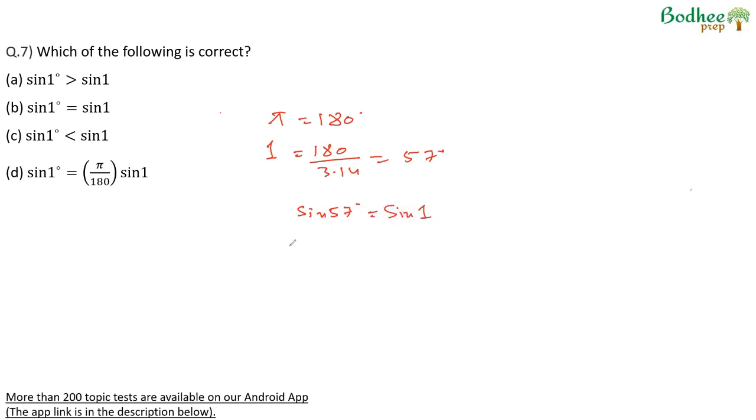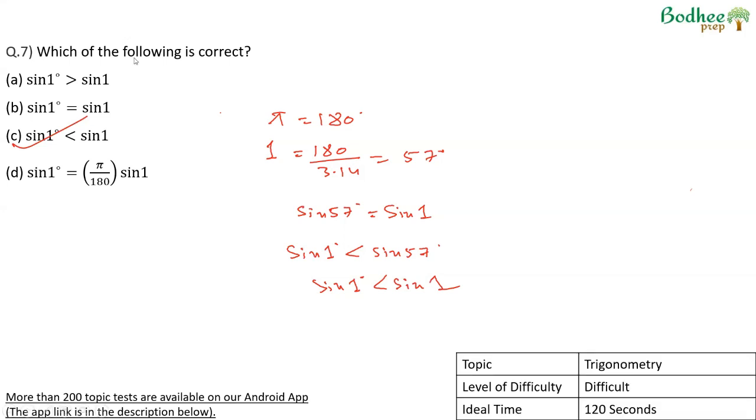We know that sine of 1 degree is less than sine of 57 degree because from 0 to 90 the value of sine increases. Therefore sine of 1 degree has to be less than sine of 1 radian. Option C. Since radian is not very frequently used, therefore I am saying difficult question. Figuring it out might take some time.